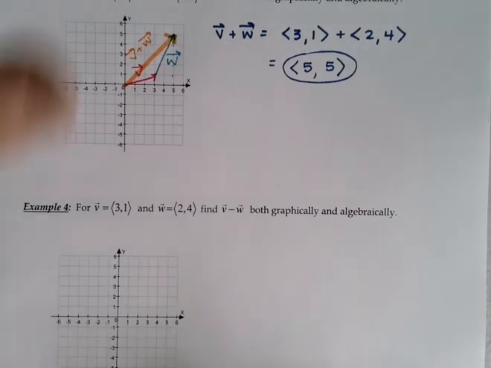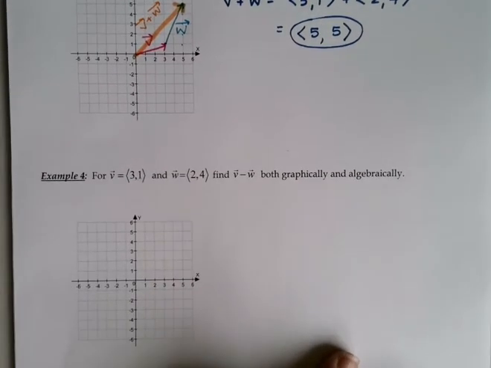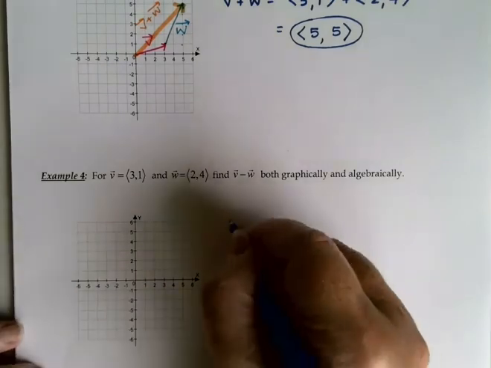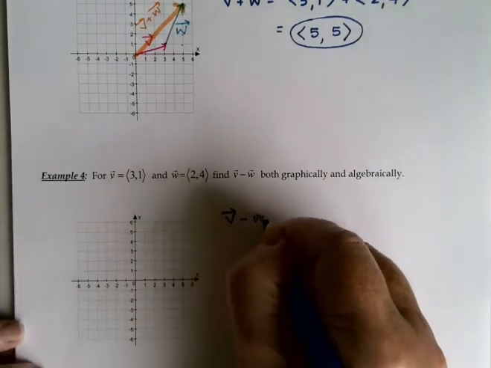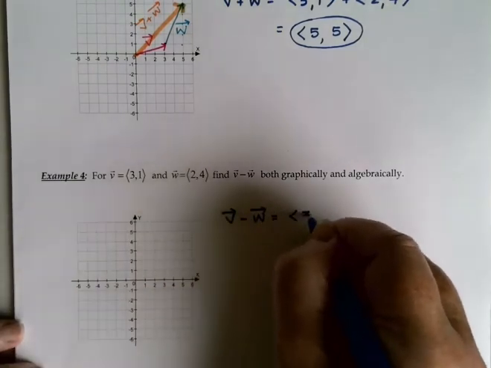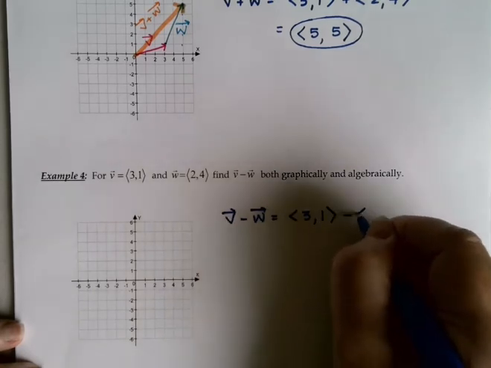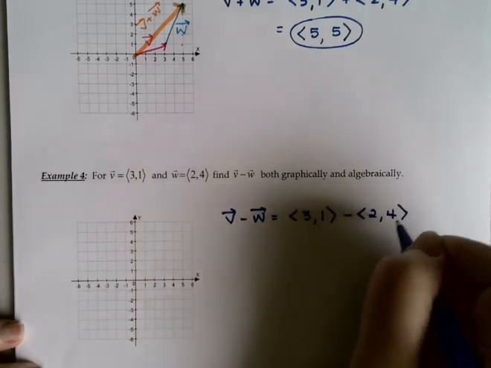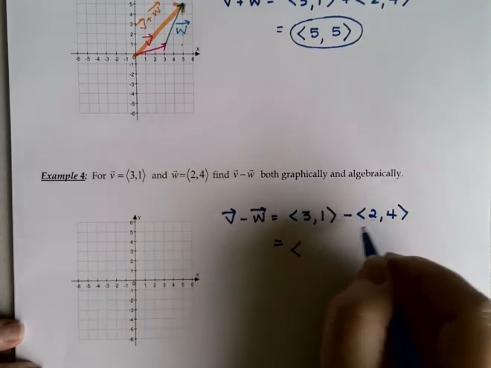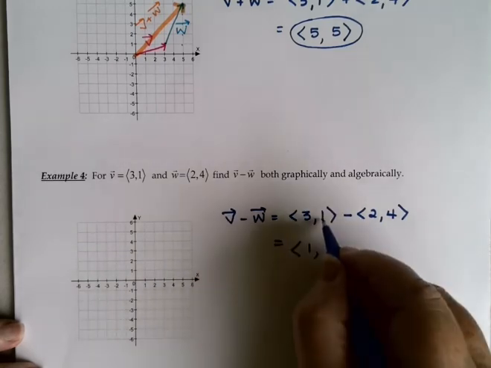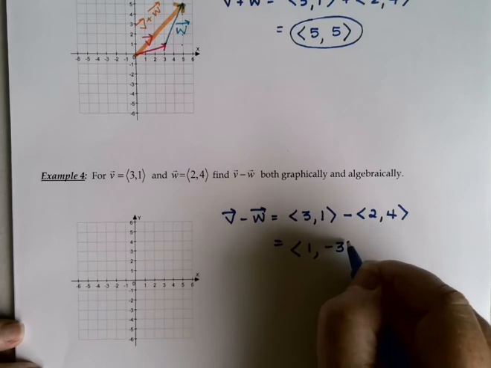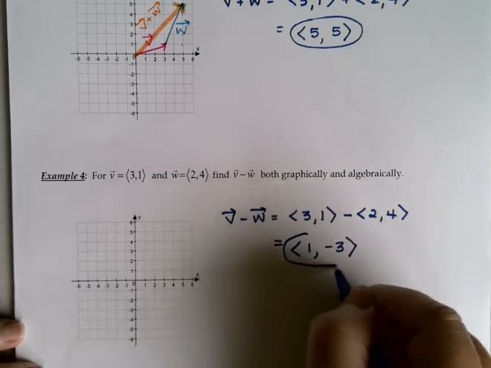All right, what about subtraction? Again, in terms of the arithmetic, it's simple enough to do. I've got the same two vectors. So if I want to take V minus W, subtract them, 3 minus 2 is 1 for the x component, and 1 minus 4 gives me negative 3 for the y component.